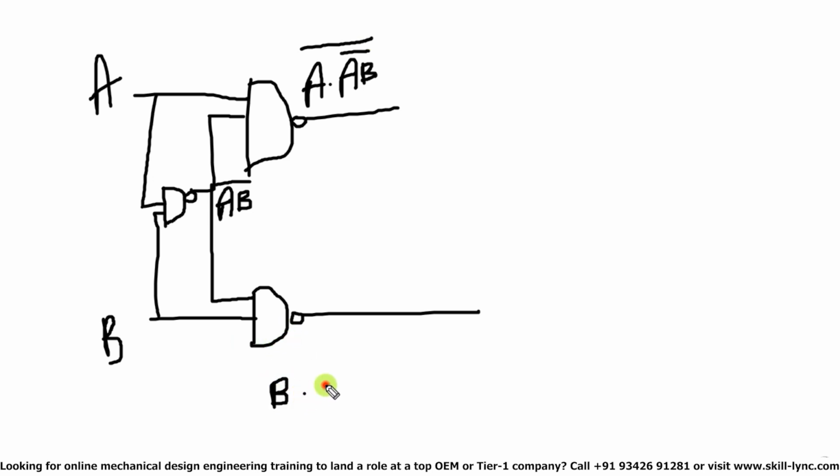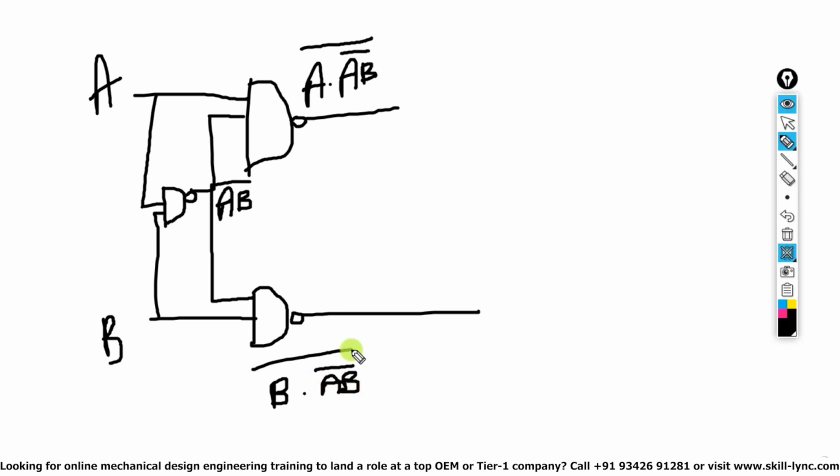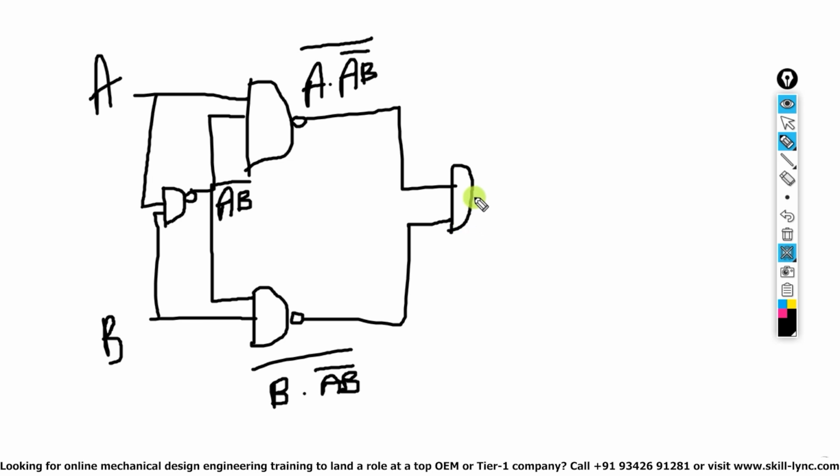Similarly here also, one input is B, the second input is AB whole bar, and one more complement will be there. Why will one more complement be there? Because it is a NAND gate. Okay, this is the thing. Now we are putting one more NAND gate ahead of this. Now we will see what is the output over here.